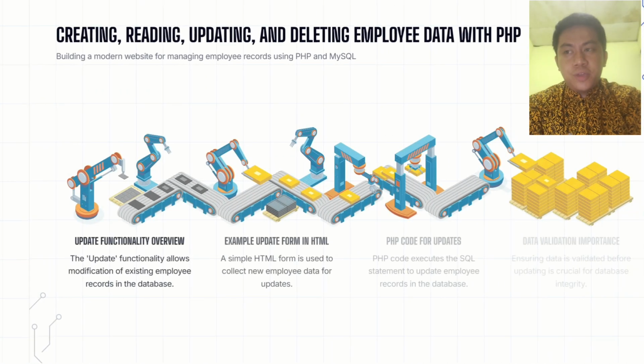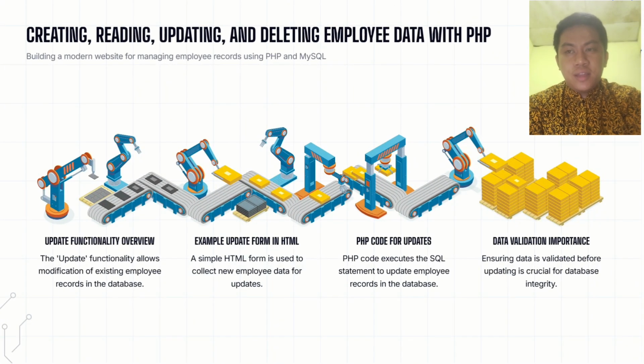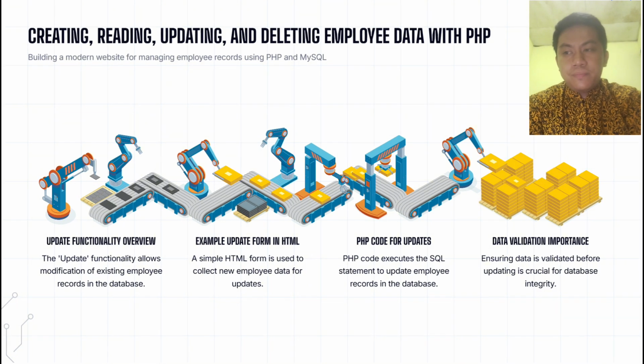The next one is creating, reading, updating, and deleting employee data with PHP. Building a modern website for managing employee records using PHP and MySQL. One is update functionality overview. The update functionality allows modification of existing employee records in the database. 2. Example update form in HTML. A simple HTML form is used to collect new employee data for updates.